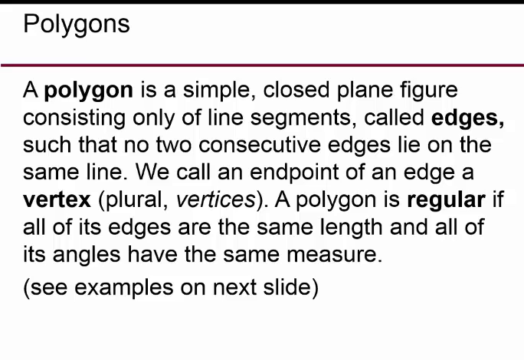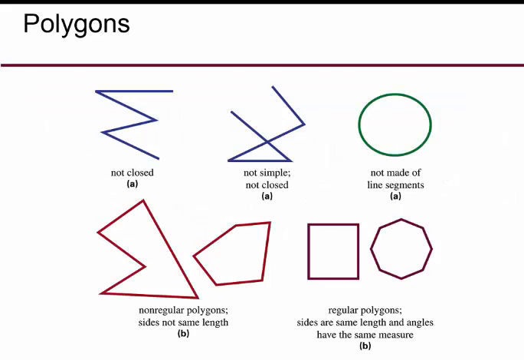So a polygon is a simple closed plane figure consisting only of line segments called edges, such that no two consecutive edges lie on the same line. We call an endpoint of an edge a vertex, the plural is vertices, and a polygon is regular if all of its edges are the same length and all of its angles have the same measure.